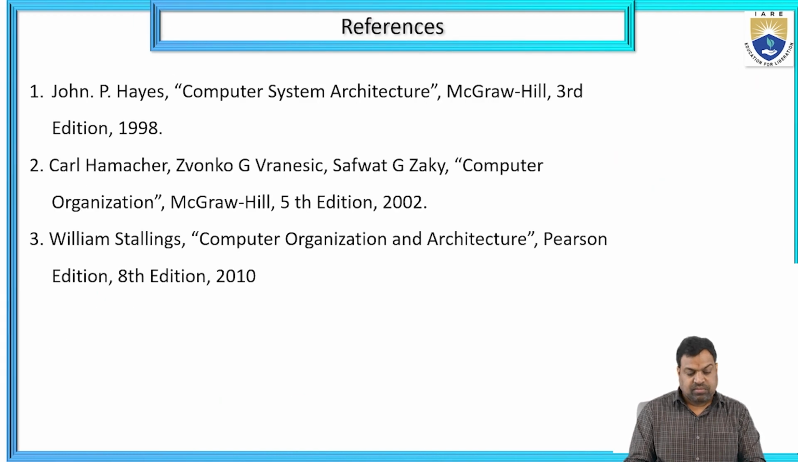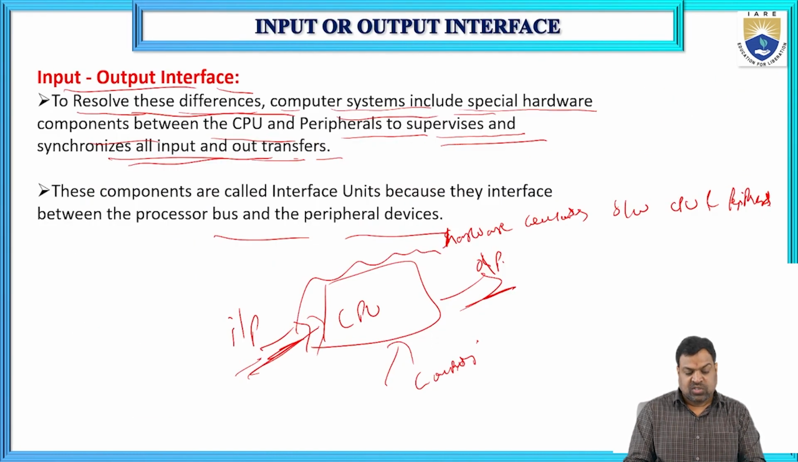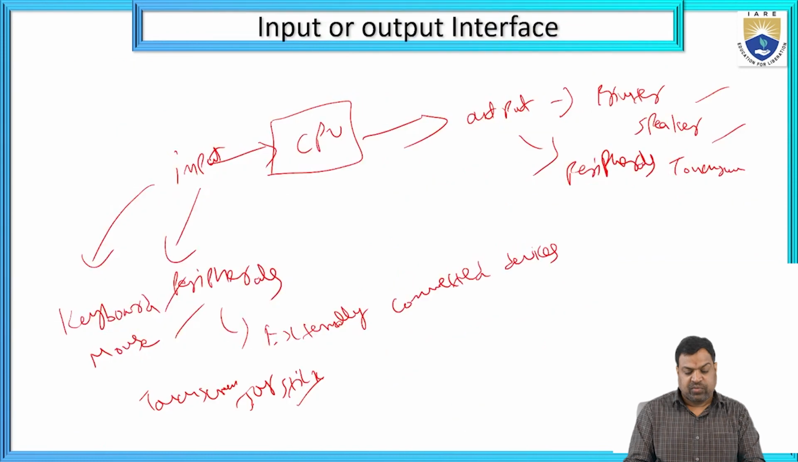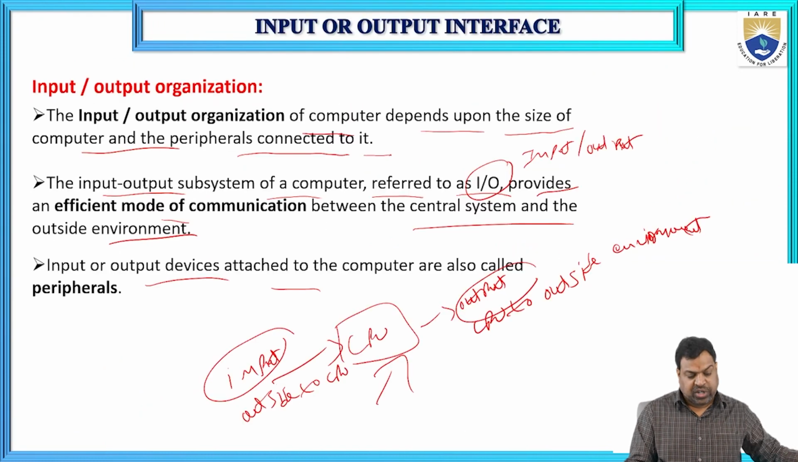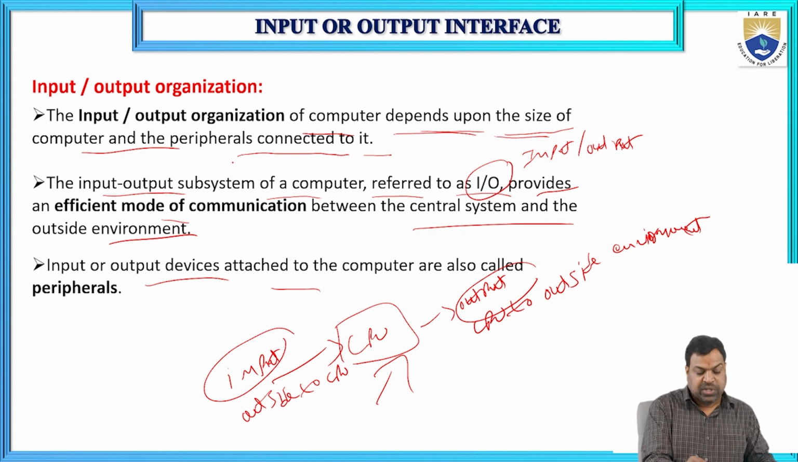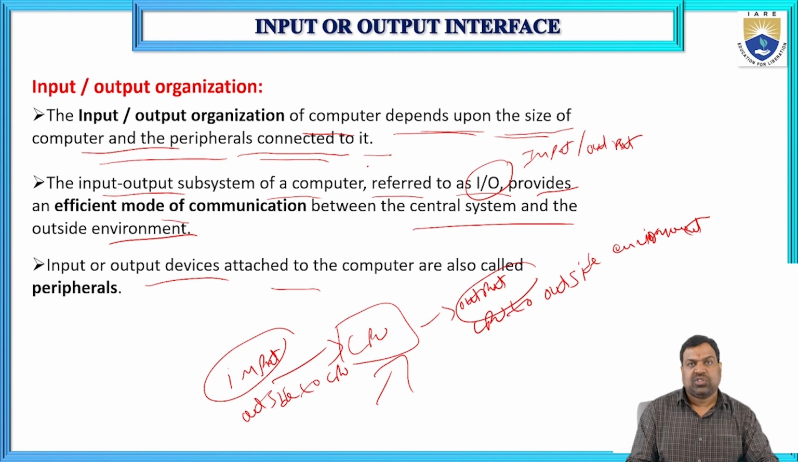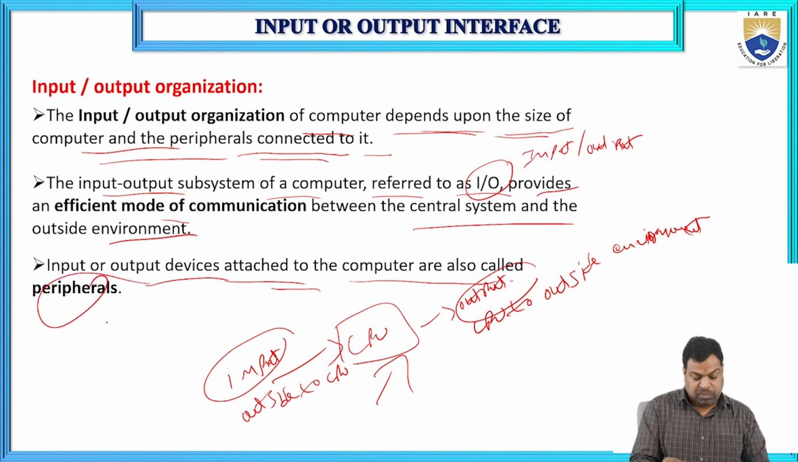So these are the references of this one. Today we discussed input output interfacing. In input output interfacing, synchronization is possible with the computer, which depends on the size of the computer and the peripherals connected to it. The input output subsystem of a computer, referred to as input output, provides an efficient mode of communication between the CPU and the outside environment. Input output devices attached to the computer are also called peripherals.